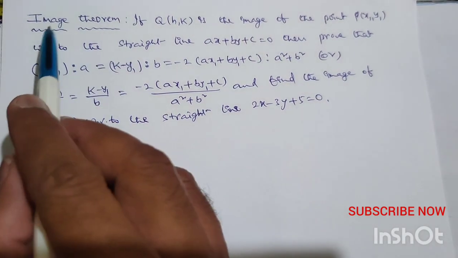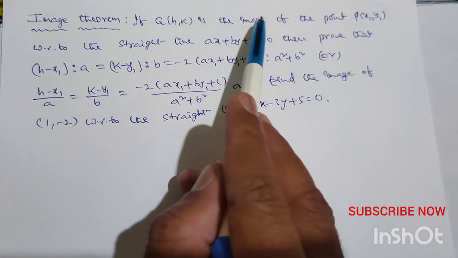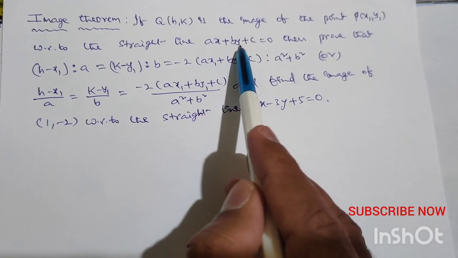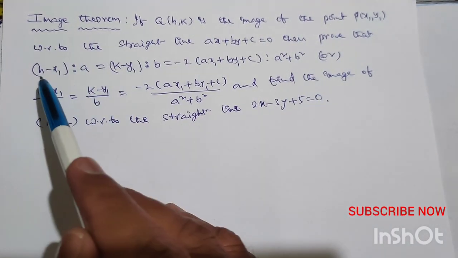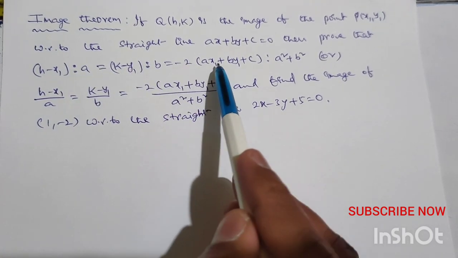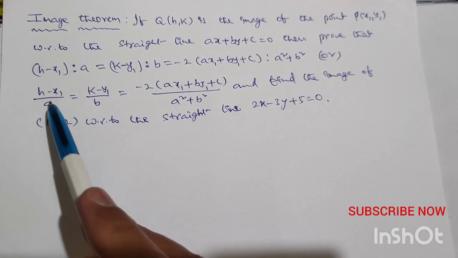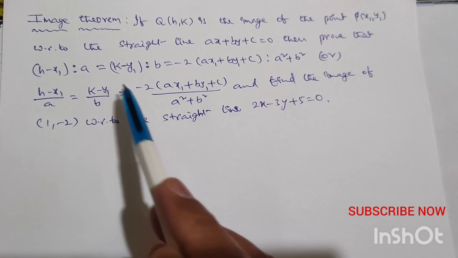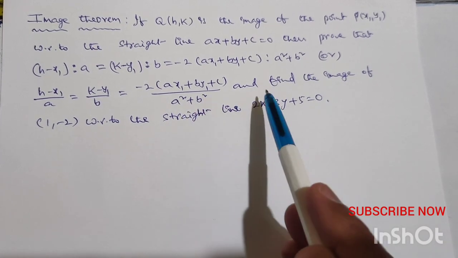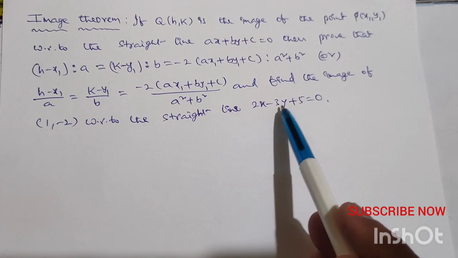This is the most important theorem. If Q(h, k) is the image of the point P(x1, y1) with respect to the straight line ax + by + c = 0, then prove that (h − x1)/a = (k − y1)/b = −2(ax1 + by1 + c)/(a² + b²), and find the image of (1, −2) with respect to the straight line 2x − 3y + 5 = 0.